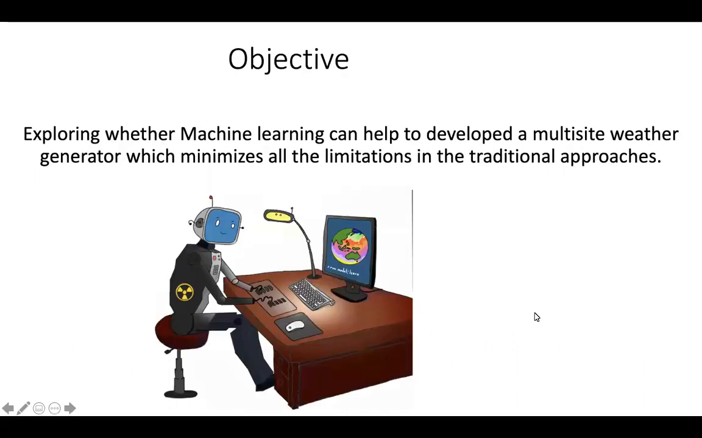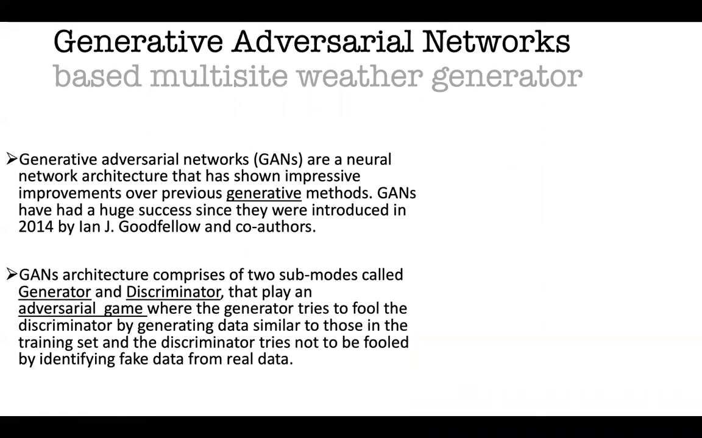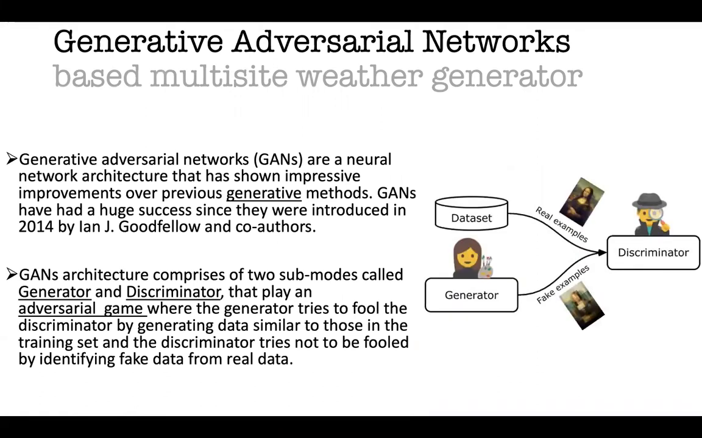So our objective is to explore whether machine learning can develop a multi-site weather generator where we can keep the spatial attributes. For this, we chose a deep learning model called a Generative Adversarial Network. The reason we chose it is that it is very unique, because it comprises two submodels: one is the generator, one is the discriminator. The generator generates random data, and the discriminator classifies whether it is fake or real.